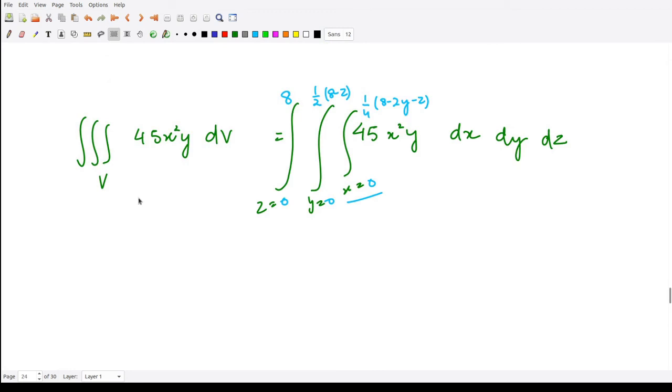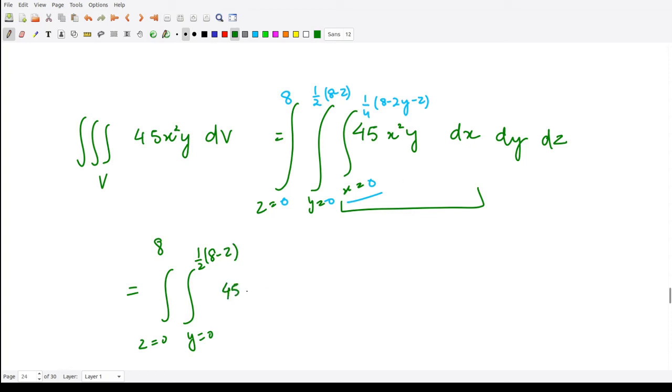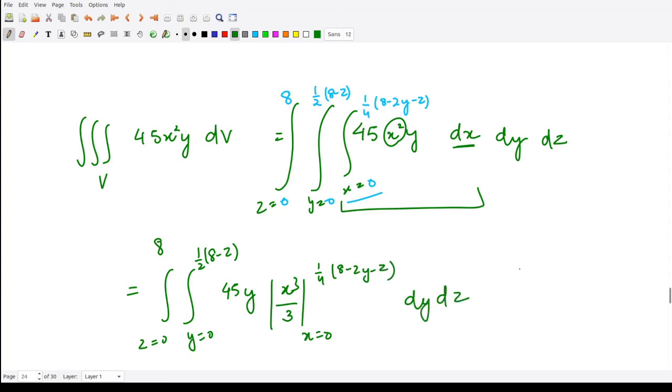So we have the value here as equal to, first of all we'll solve this integration with respect to x. So you have z from 0 to 8, and then y from 0 to 1 by 2 (8 minus z), and then 45 and y, they are constants because we are performing integration with respect to x. So the integration of x square would be x cube by 3, and we'll substitute the limits for x varying from 0 to 1 by 4 (8 minus 2y minus z), dy dz.